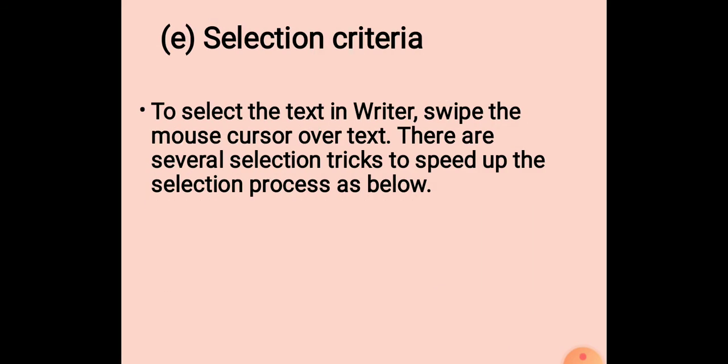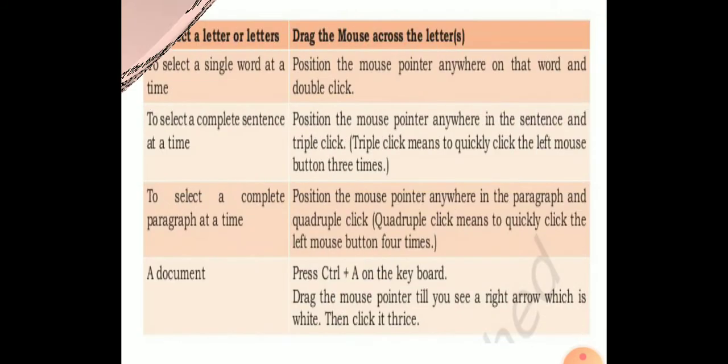Selection criteria. To select the text in Writer, swipe the mouse cursor over the text. There are several selection tricks to speed up the selection process, as below. As I told you, in order to select the text, first you have to move the mouse cursor over the text. After that, let us see what you have to do now.